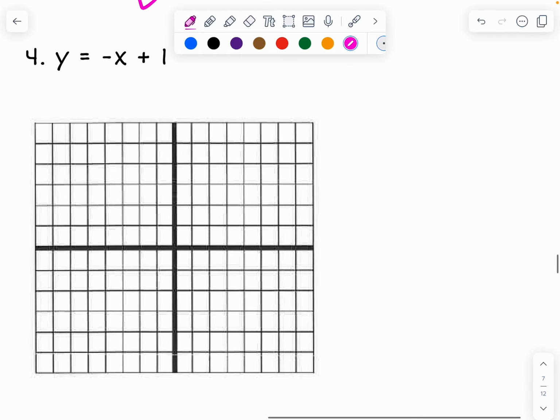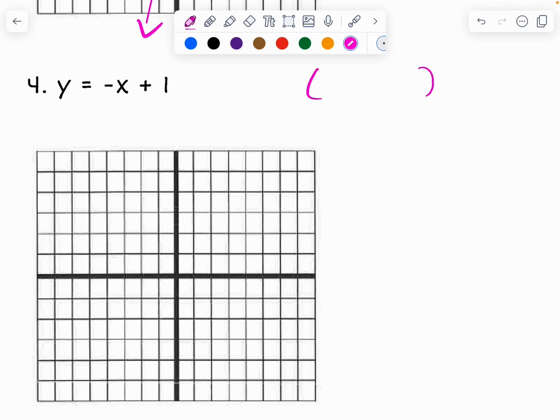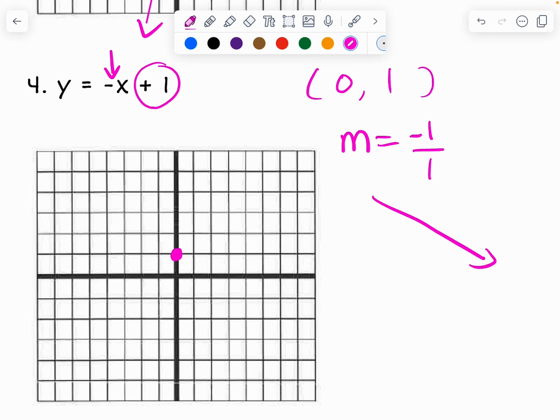Okay. This one. The number that stands alone is this number right here. So I go to 0, 1 and I plot a point. Then slope is the number that's sitting in front of x, which is negative 1. Okay, again, it's going to be in this direction. So that means I'm going to go down 1 to the right 1. Down 1 to the right 1. Down 1 to the right 1. Okay, and there we go.